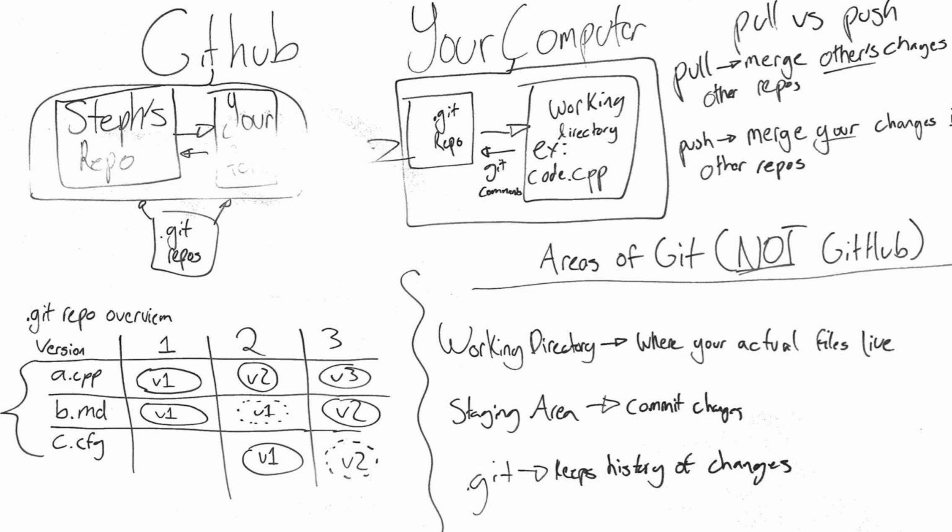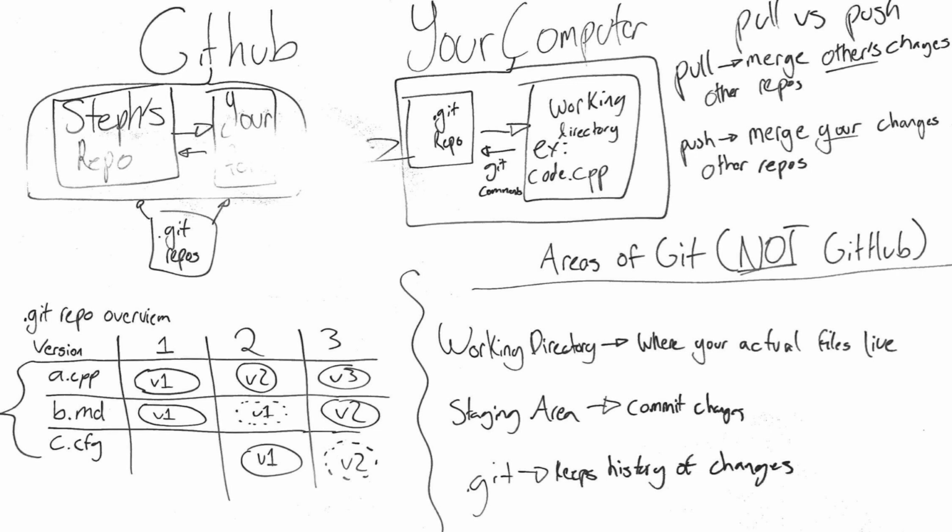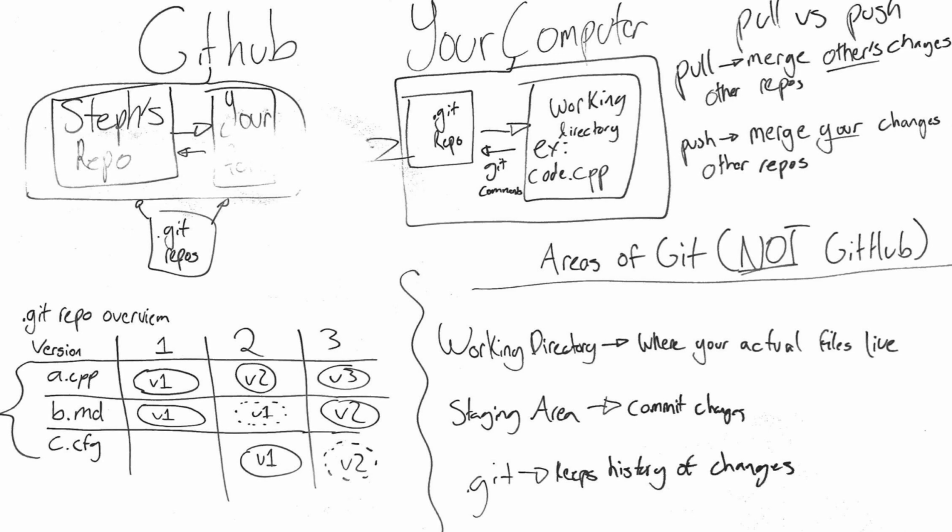The staging area, again, is conceptual. It's basically letting Git know which files you're going to want to create new snapshots for. And the Git repo is a collection of all the different files at different times. And then Git repos on GitHub are just the same thing, just hosted on a server, so it's external.